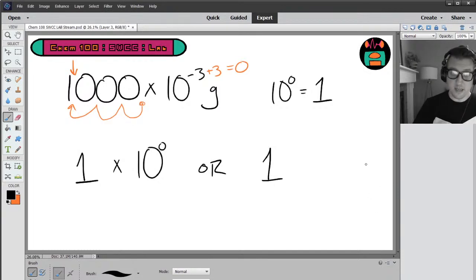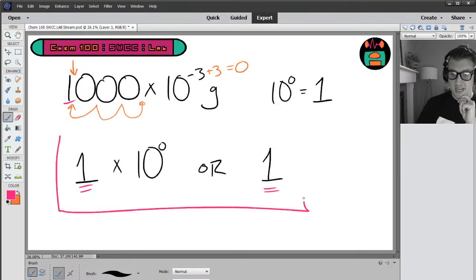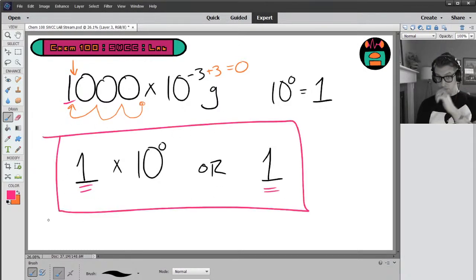But we still have to ask about sig figs. The number 1,000 times 10 to the negative 3 only has one significant digit, so our answer can only have one significant digit. So this answer will not have any decimal places because we start with one sig fig. Therefore, we must end with one sig fig.